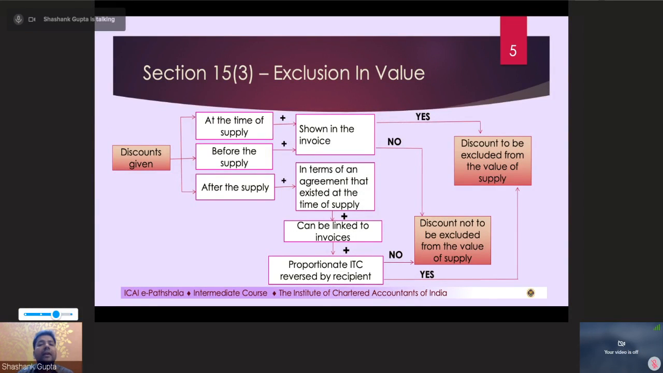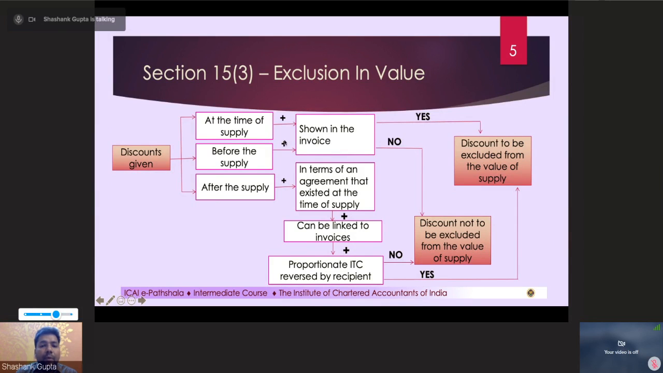So this is what we have pre-agreed prior to the supply. And I say, okay, wonderful, you're giving me 20% discount, let's go ahead. So he raises his invoice: 2,000 into 10, 20,000 rupees is the MRP, 20% discount, that is 4,000 rupees. Net taxable value 16,000 rupees. So, shown in the invoice, yes, discount to be allowed, excluded.